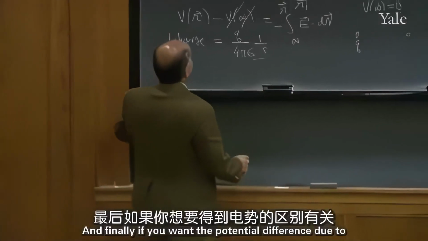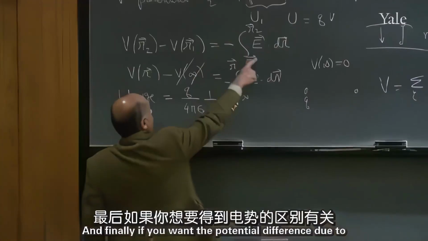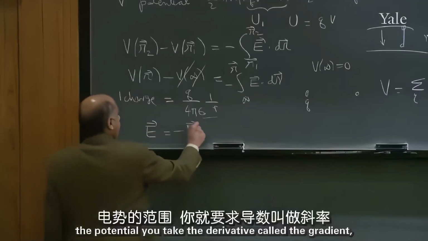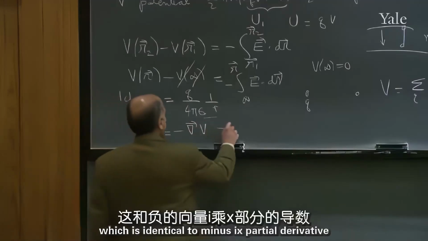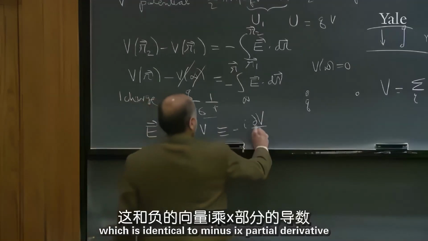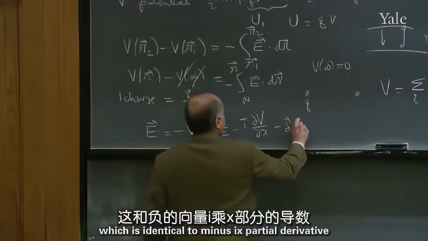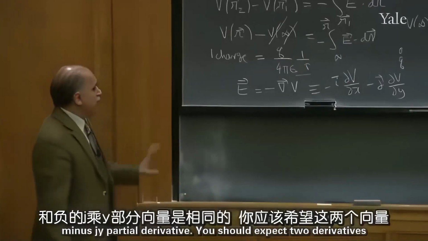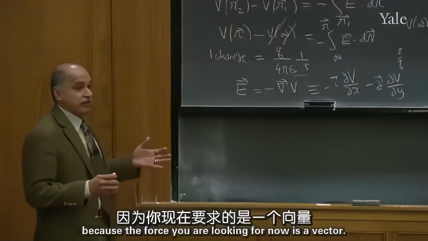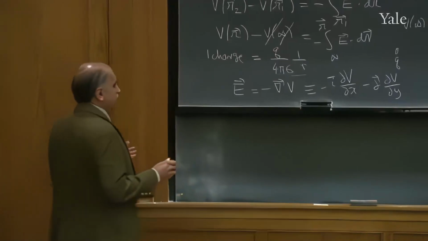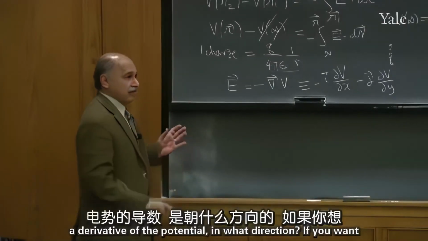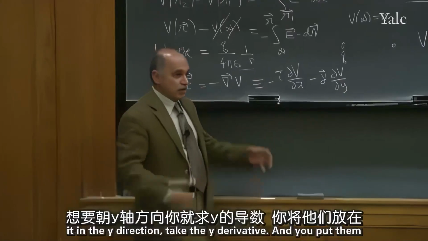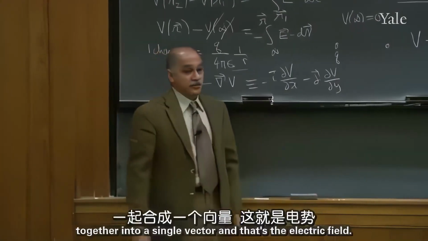And finally, if you want the potential difference due to the field, you integrate it. And if you want the field from the potential, you take the derivative, called the gradient, which is identical to minus i x partial derivative minus j y partial derivative. You should expect two derivatives because the force you're looking for now is a vector. You're living in 2D, so you cannot say the force is the derivative of the potential. In what direction? If you want the force in the x direction, take the x derivative. If you want it in the y direction, take the y derivative. And you put them together into a single vector, and that's the electric field.